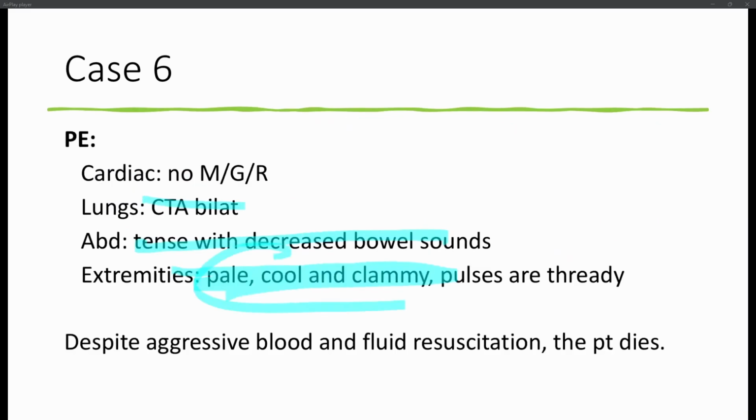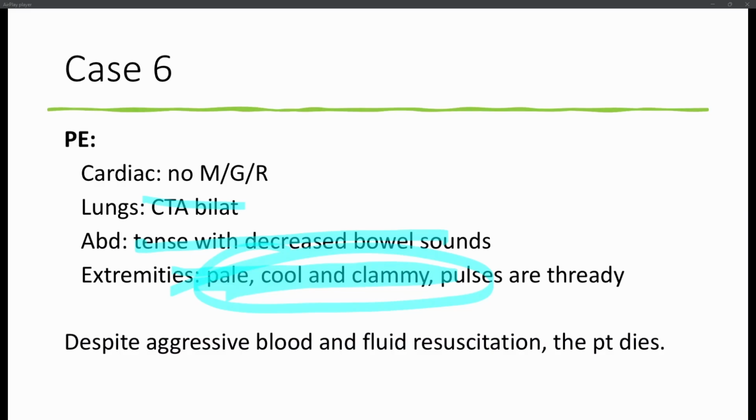Again, pale, cool, clammy skin. All forms of shock have that except for one. Which one does not present as cool, pale, and clammy? This is your distributive shock. Distributive shock, they're going to be warm. Blood is going to go to those areas and you're going to feel warmth.